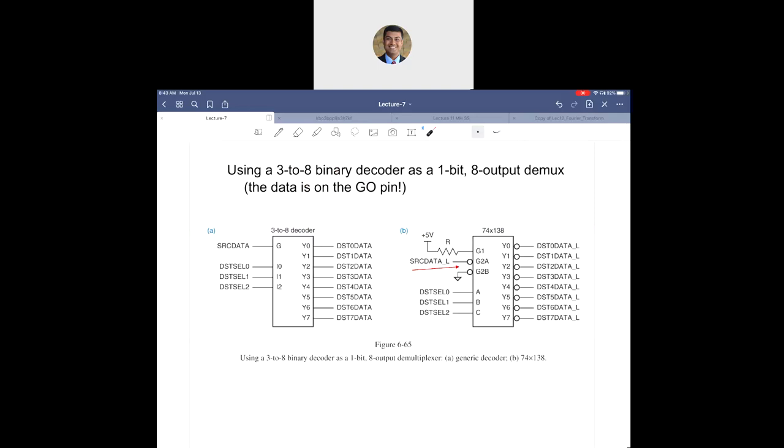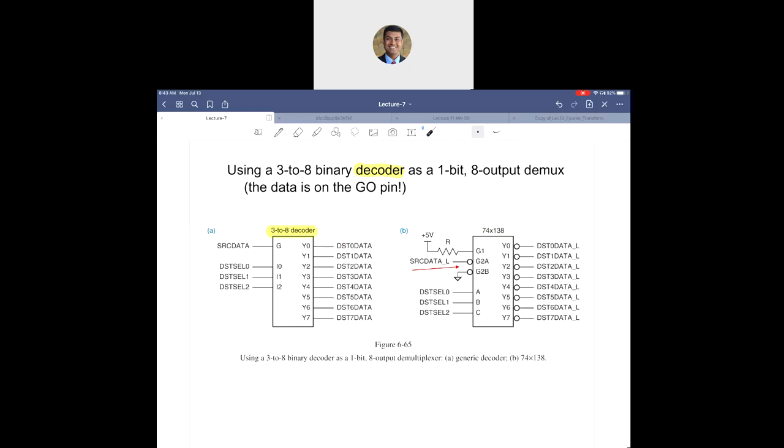Now let us try to take a look at an interesting example here. We are trying to use a 3 to 8 binary decoder, and that decoder is right here. Note over here that for the 3 to 8 decoder, all inputs and outputs are active high here.